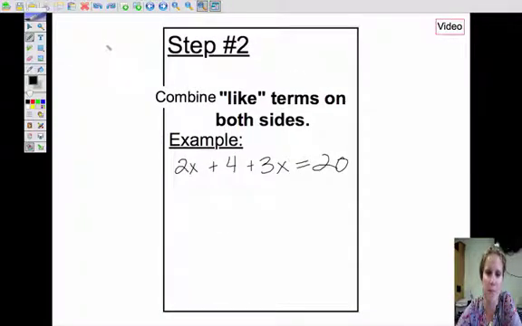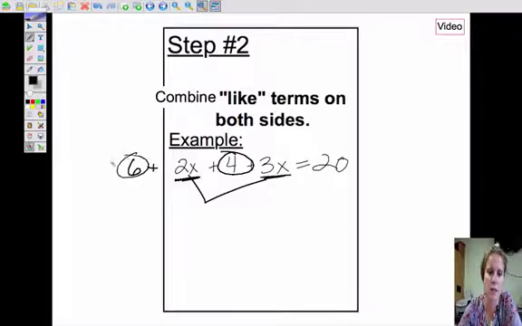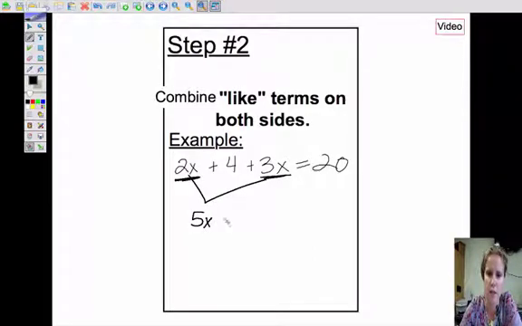Step number 2 is combine like terms. This used to be add like terms, but we decided to write it as combine like terms because you can add or subtract like terms. So we have 3x's and 2x's. Those are like terms. We know they have the same variable. If we had plus 6 over here, then the 4 and the 6 would be like terms. But we just have the x's as our like terms. So that's 5x plus leftover 4 equals 20.